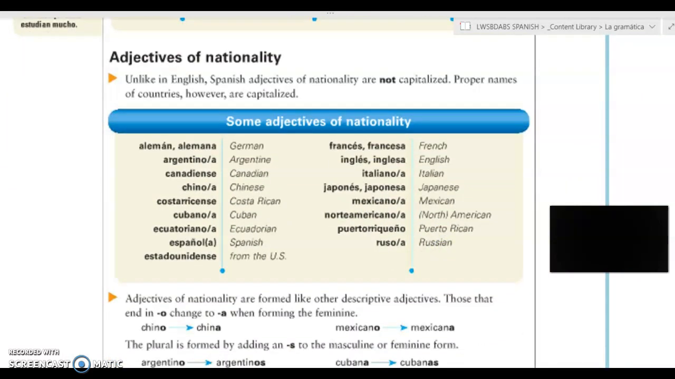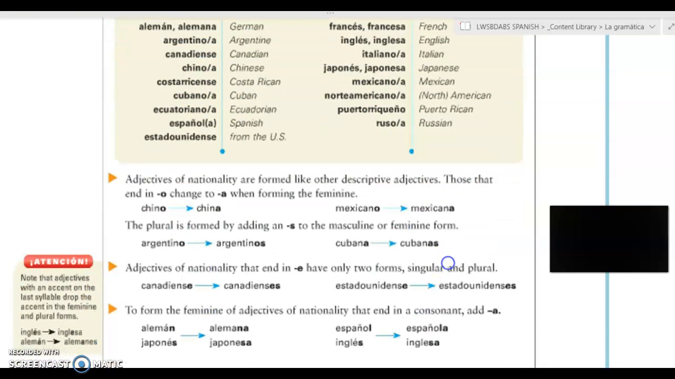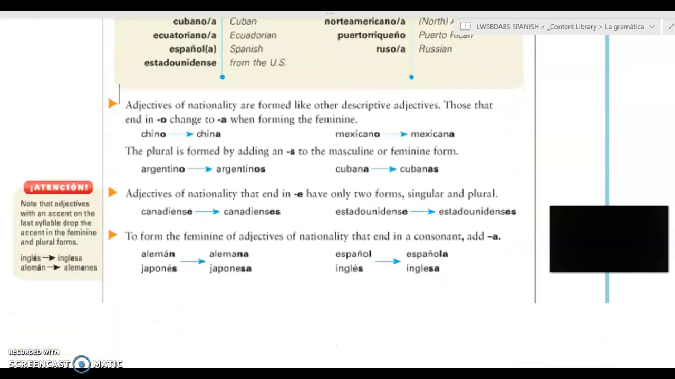Also, you'll find on this page a list of different forms of nationalities. You'll want to pick a couple and be able to talk about them. Helpful ones are canadiense, norteamericanos, estadounidense. And then you can pick, based on your interests, which ones you want to remember.